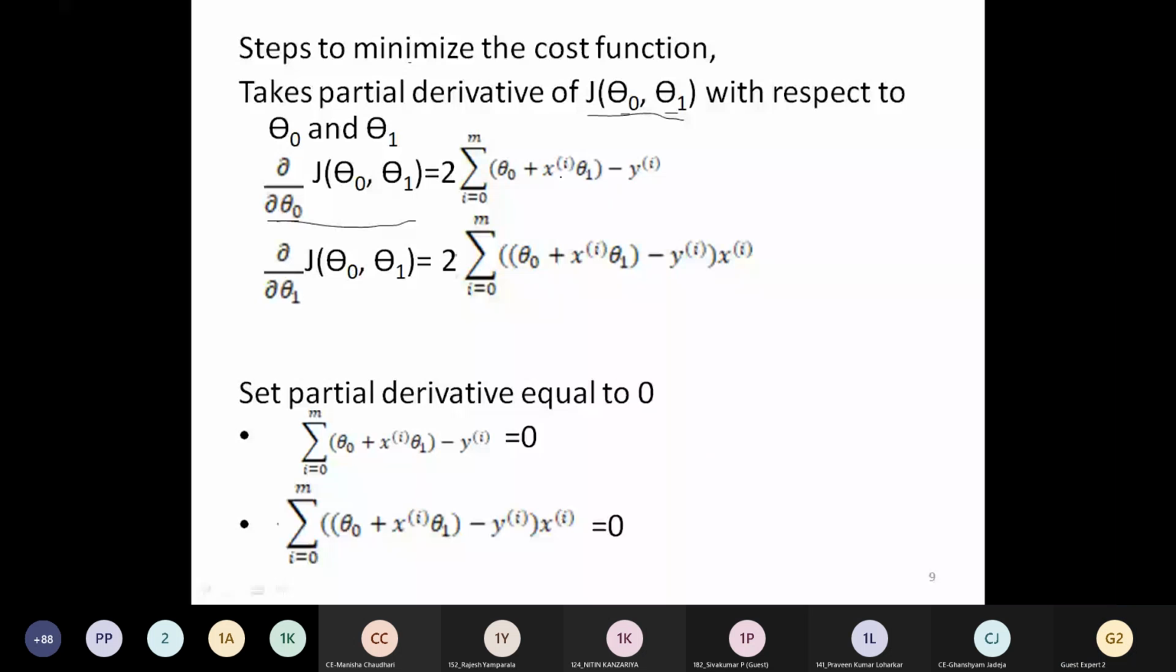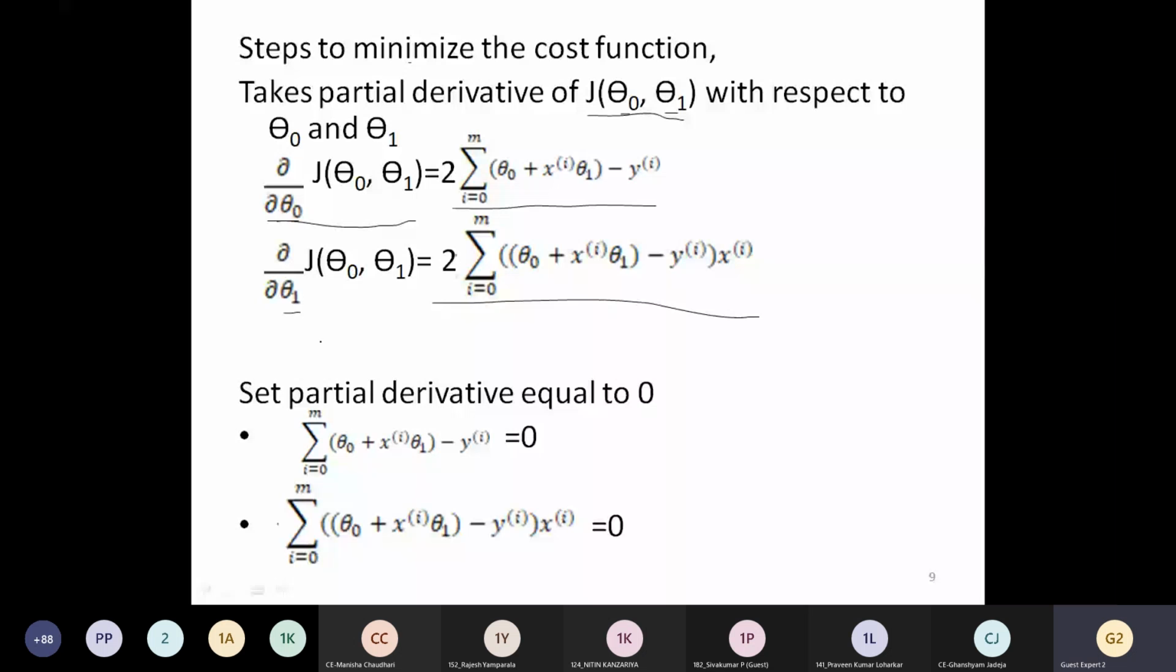Okay, so this is the partial derivative of the cost function with respect to theta 0. In the same way, we'll take the partial derivative of the cost function with respect to theta 1. That is equal to 2 into our function, and then we take the derivative of each term with respect to theta 1. For theta 0 it is 0. For this term it is xi, and for y it is 0. So we'll get xi in multiplication. Okay, so this is the partial derivative of the cost function with respect to theta 1.